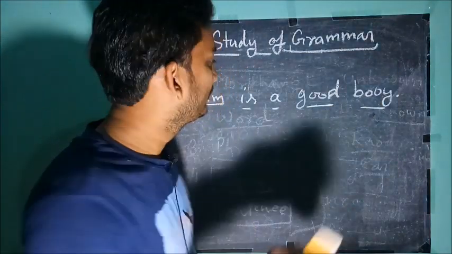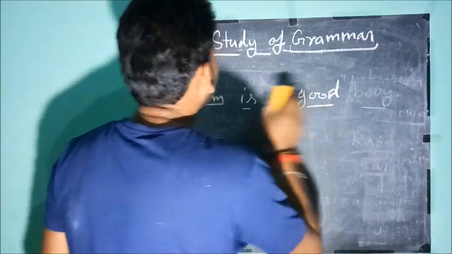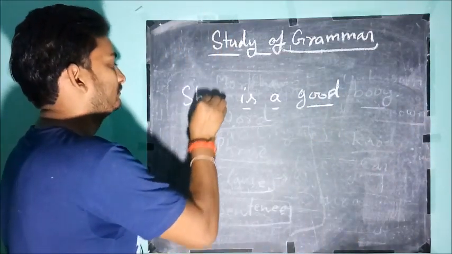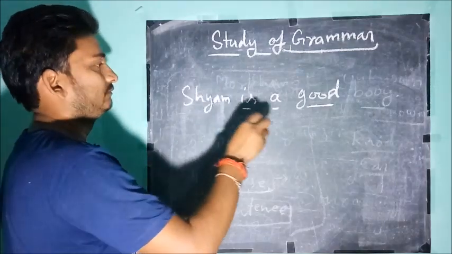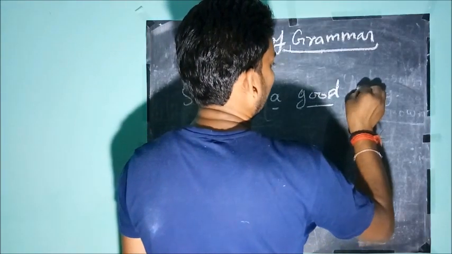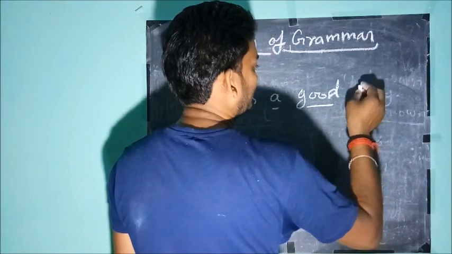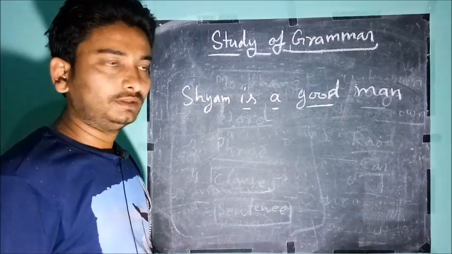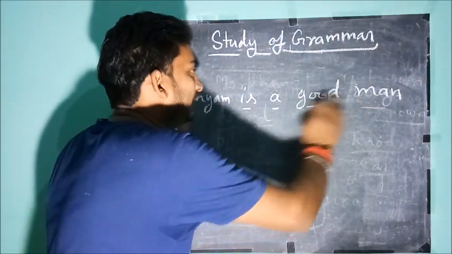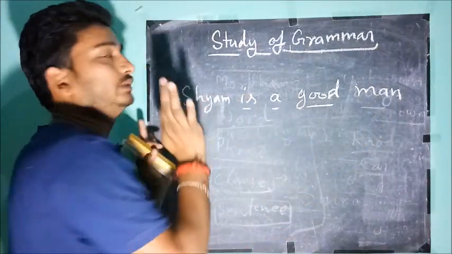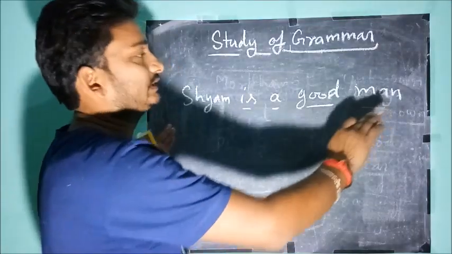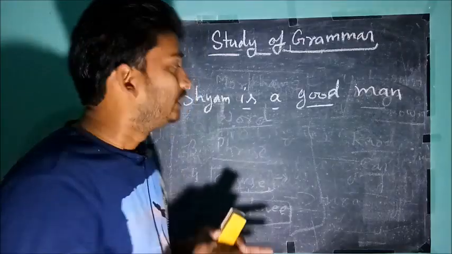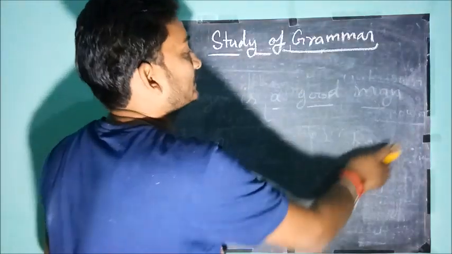If we change these words, I am putting Shyam here, and here is man. In changing these words, the structure of the sentence is not changed, just the meaning is changed. This means we have two types of words.